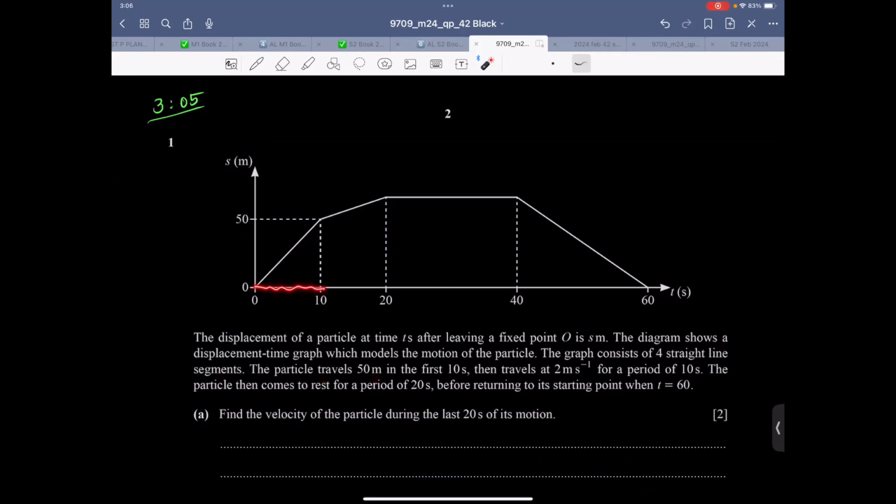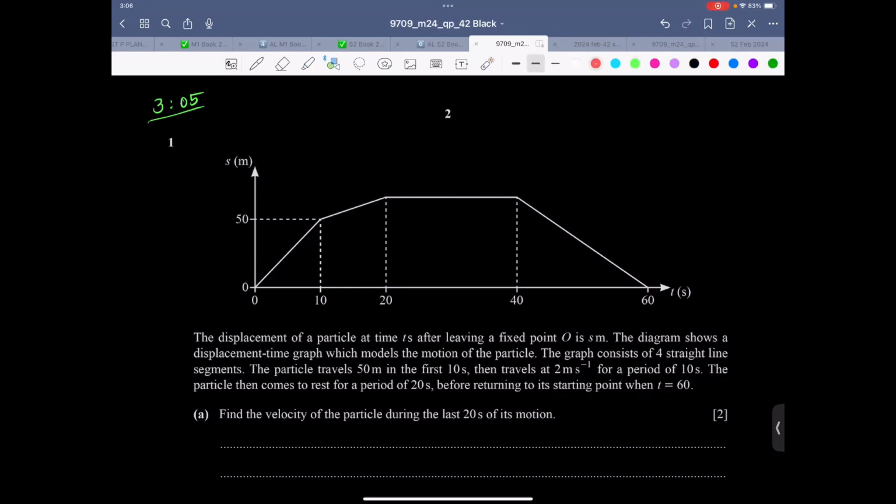In the first 10 seconds, the particle travels 50 meters, then travels at 2 meters per second for a period of 10 seconds. Then we are talking about this line segment. And then the particle comes to rest for a period of 20 seconds. Time is passing, but the displacement is not changing. That means the particle is at rest before returning to its starting point when t equals 60. First part, find the velocity of the particle during the last 20 seconds of its motion.